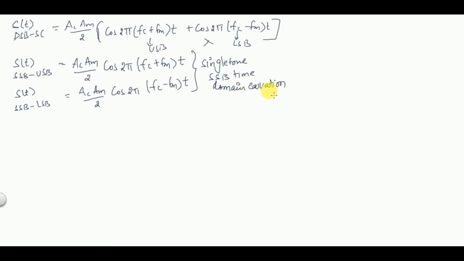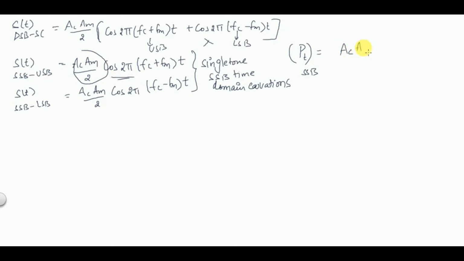Okay, so once you have time domain equations, what can we find? Power. So we can find the total power in the SSB modulation scheme. Only one cosine term is present, and its maximum value is AcAm by 2.